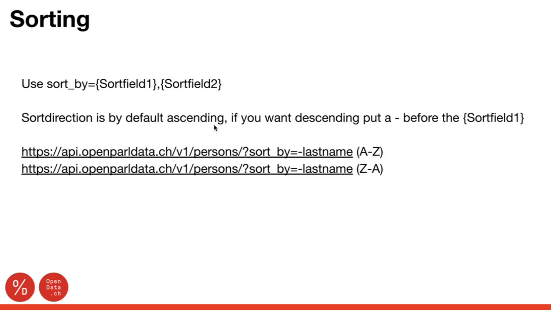You can also sort. By default, you can use this kind of sort by parameter. You can add several sort fields. The default is ascending. And if you want a descending sort field, you simply use the minus. You put it before the field name, and then you get a different sort order.